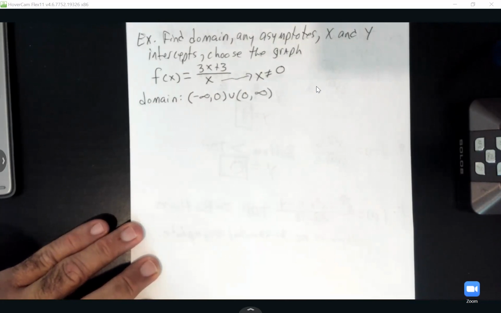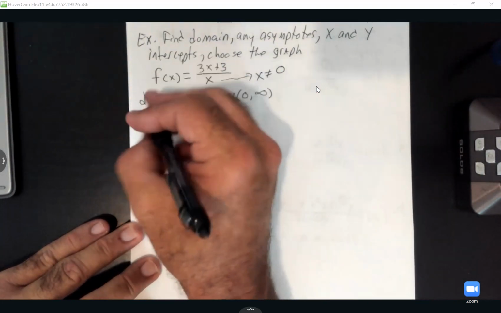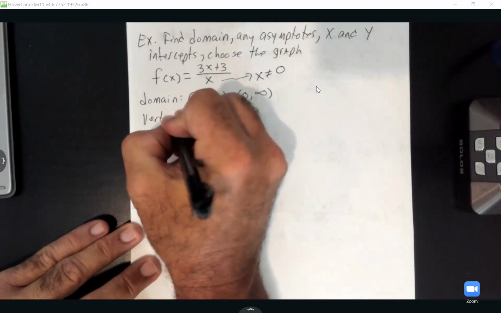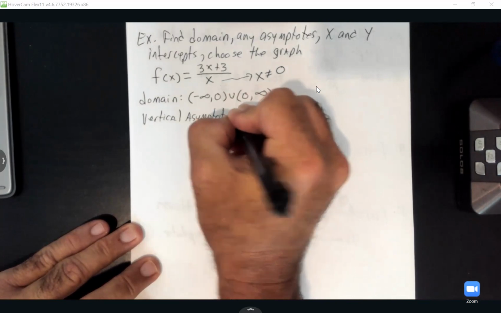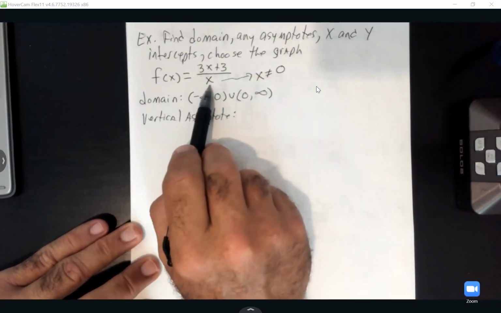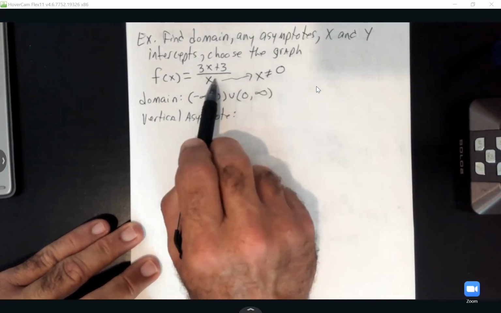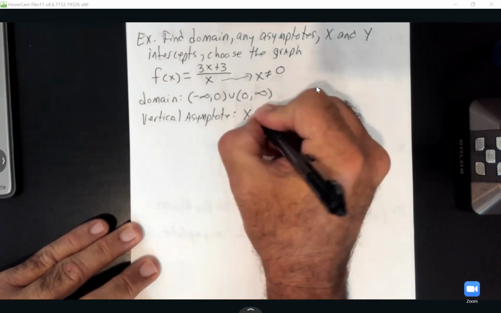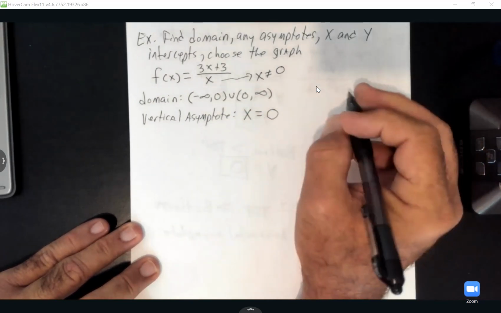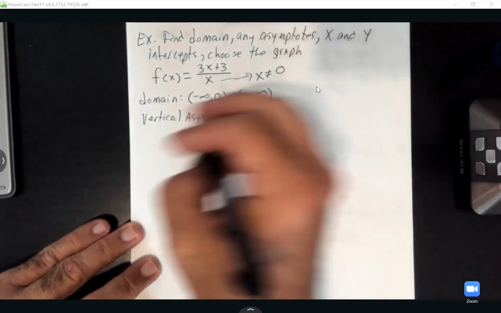All righty, then let's see. So if I was looking at a vertical asymptote, because you'll need to know this to choose the right graph. A vertical asymptote occurs at the same point where it's undefined. So if my graph is undefined at 0, that means my vertical asymptote will be x equals 0. At that 0, I'm going to have that imaginary dotted line.